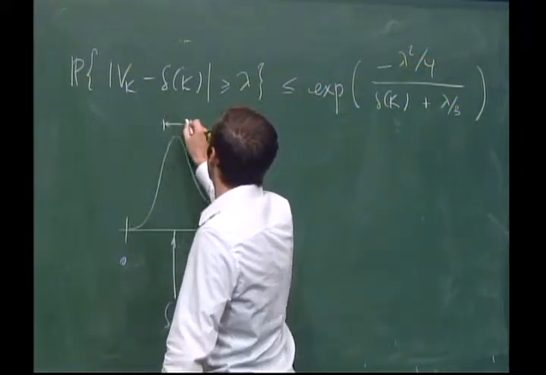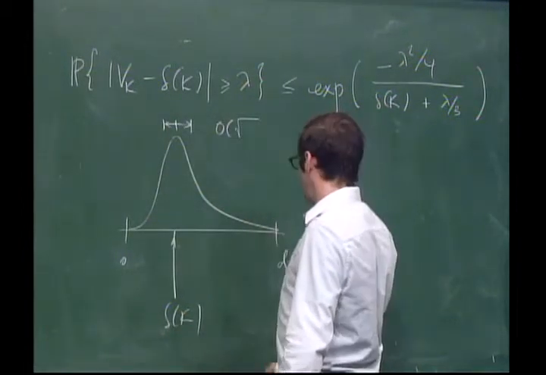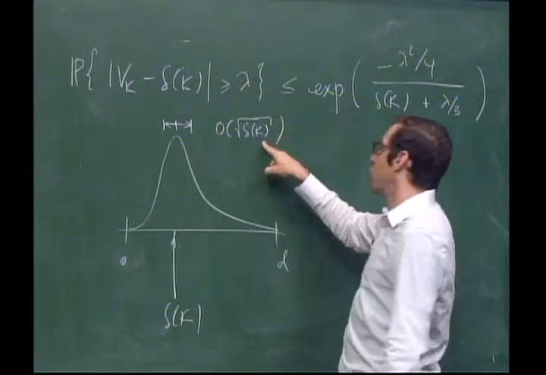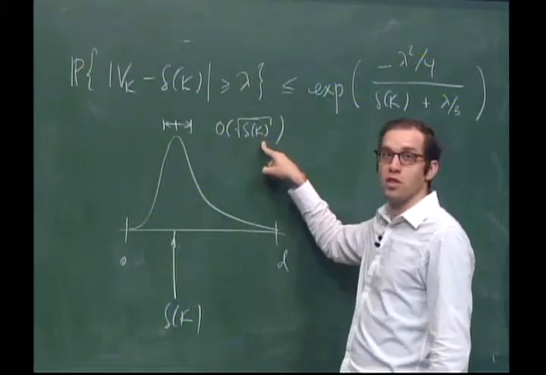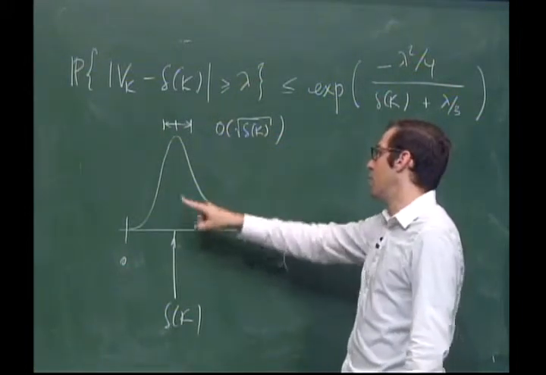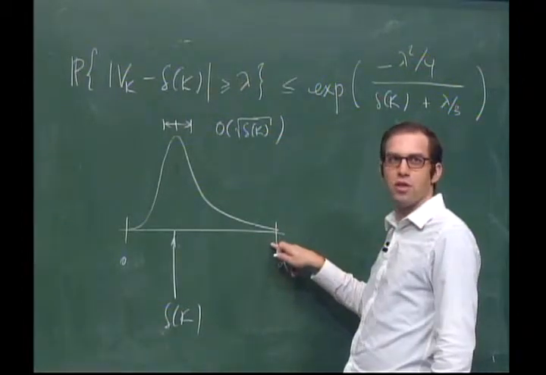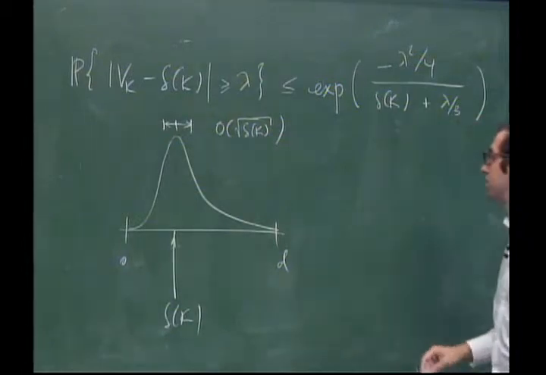And the width of the lobe here is on the order of the square root of the statistical dimension. In fact, it's even smaller than that if this distribution is skewed toward the right instead. Is closer to, the mean is closer to D.